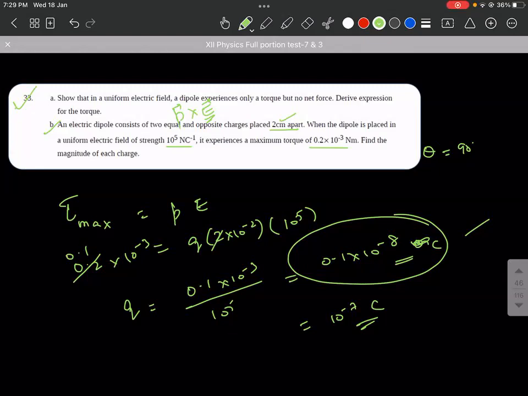10 power 5 into 10 power minus 2 becomes 10 power 3... it becomes into 10 power 2. Actually I made a mistake, but fortunately that answer matched. I missed this 10 power minus 2. So 10 power 2 into 0.1 is 10. 10 into 10 power minus 8 is 10 power minus 7. Now it's fine. Yes, I made a mistake actually.